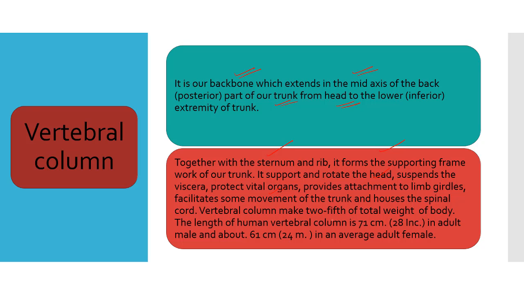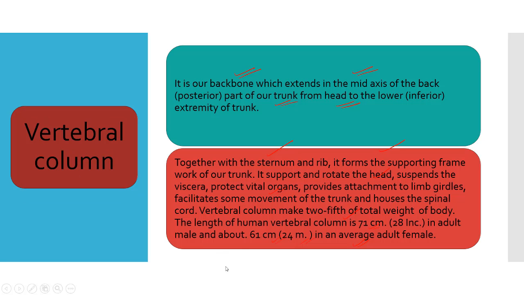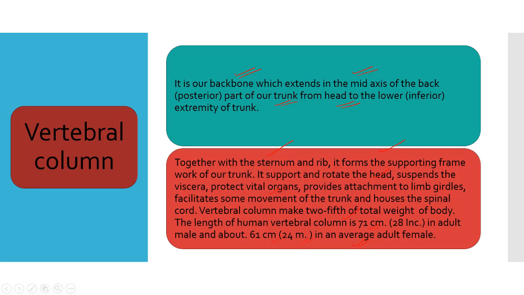The vertebral column makes up 2/5 of the total weight of the body. The length of the human vertebral column is 71 centimeter, that is 28 inches. In an adult male, it is around 61 centimeter, that is 24 inches. Okay, 61 centimeter, that is 24 inches, in an average adult female. It is a curved line in the mid dorsal line of the neck and trunk. It is made up of 33 vertebrae. Okay.